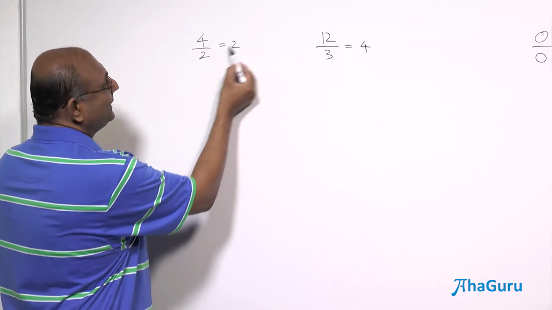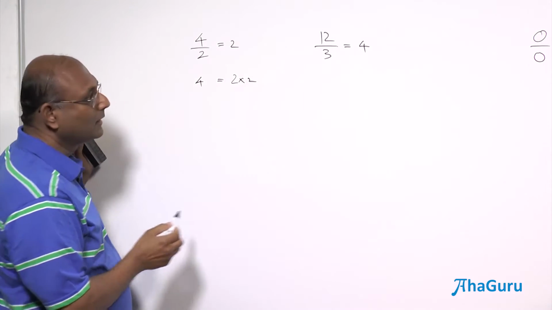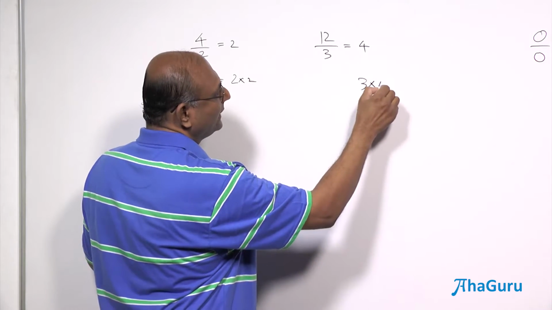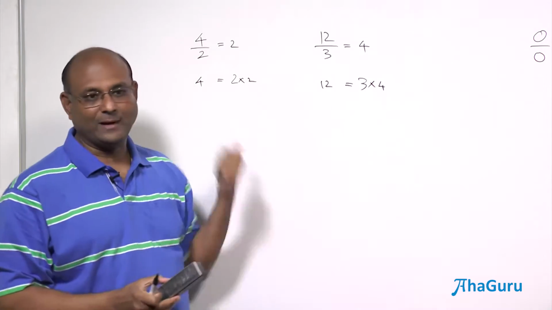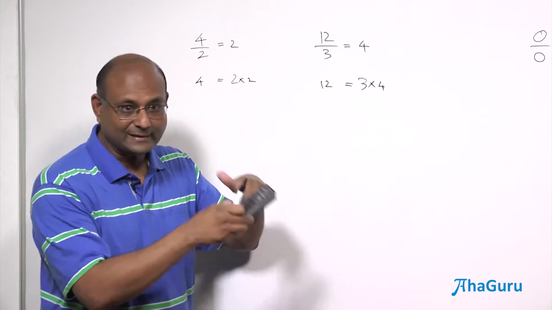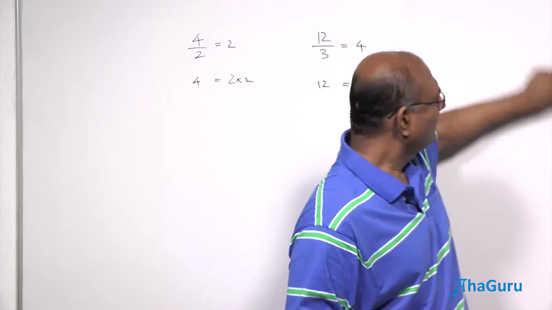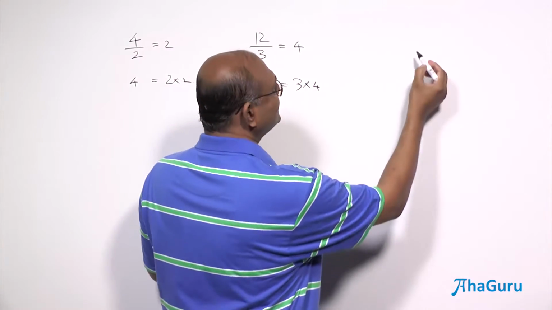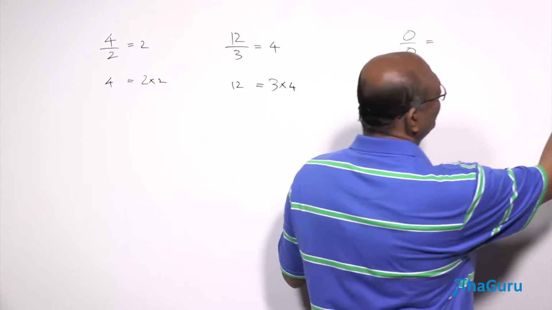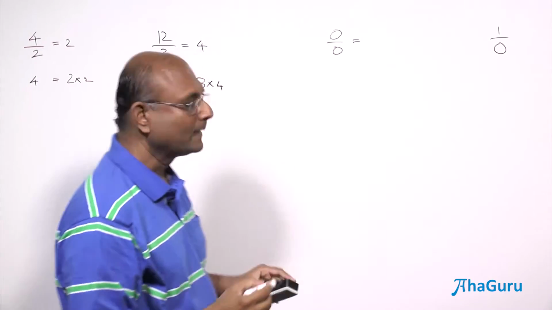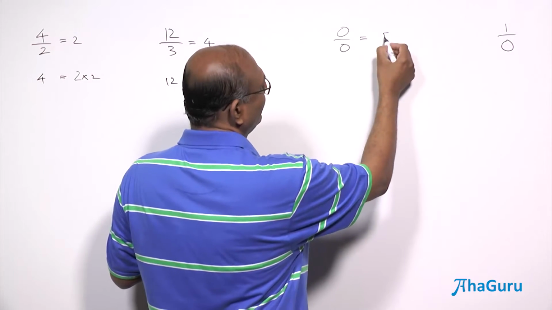It means when I multiply these two, 2 into 2 gives me 4. 3 into 4 gives me 12. So why do you know that 12 by 3 is 4? Because 3 into 4 is 12. In fact, that is almost like a definition for division. But if that is true, then let us consider the two numbers 0 by 0. I want to find out what this is, and I also want to find out what 1 by 0 is. So suppose I claim 0 by 0 is 5.